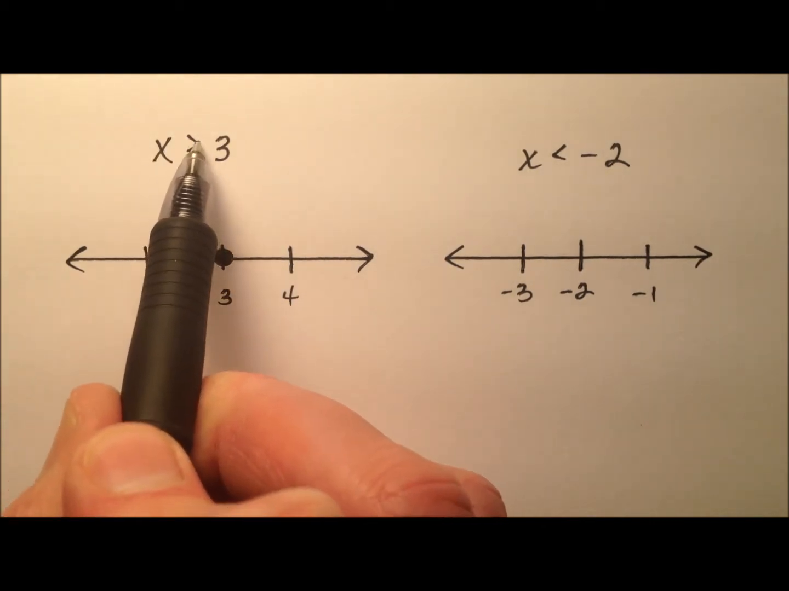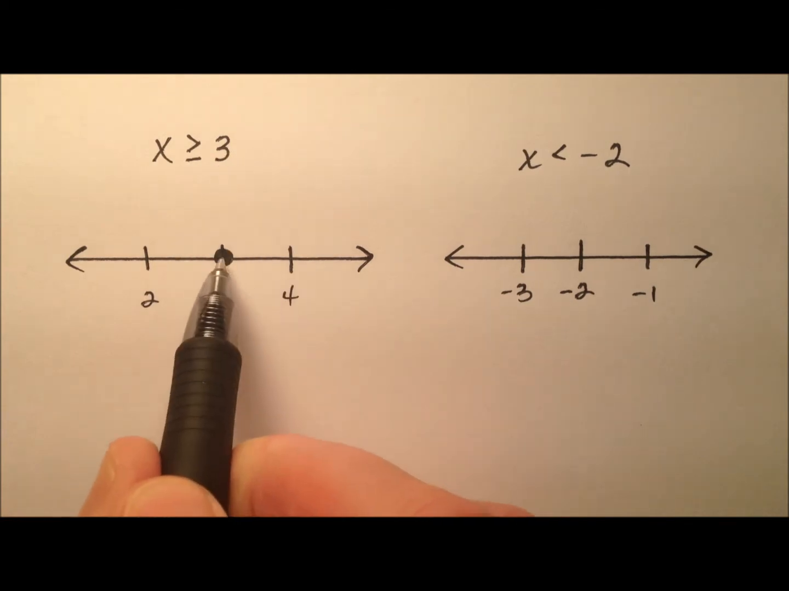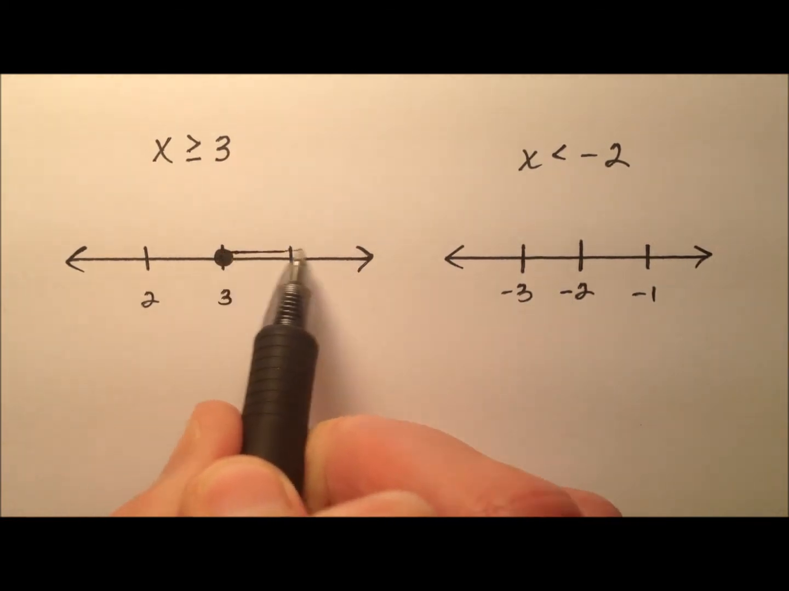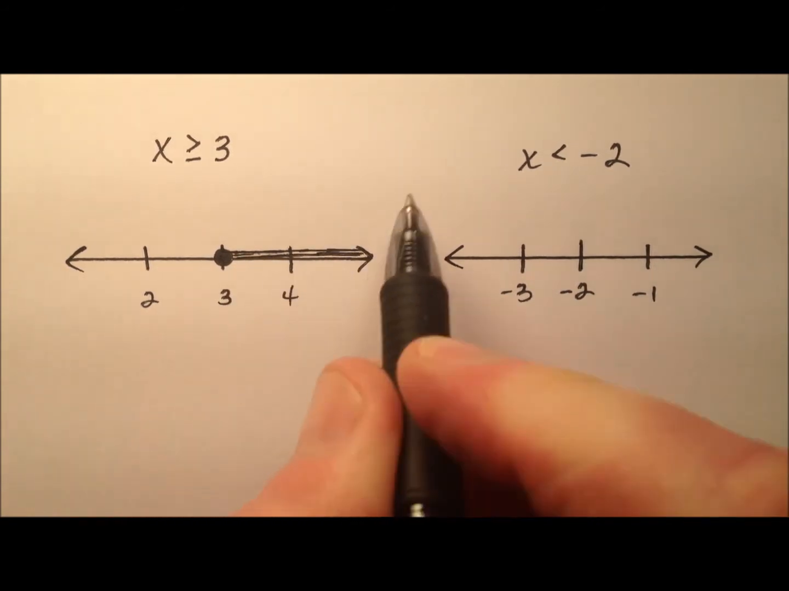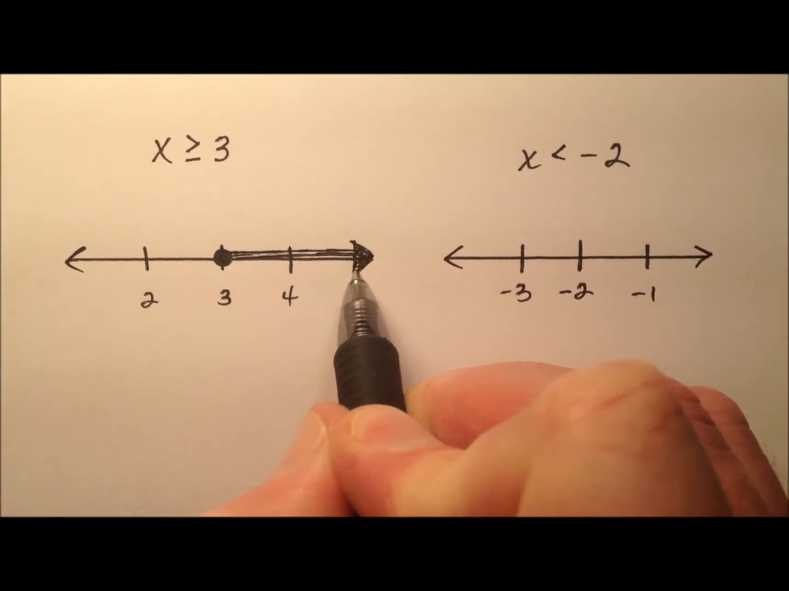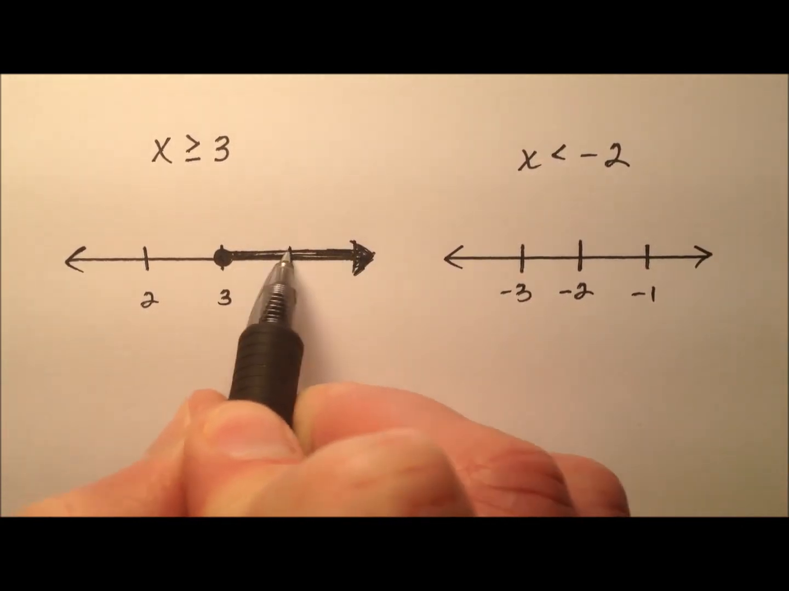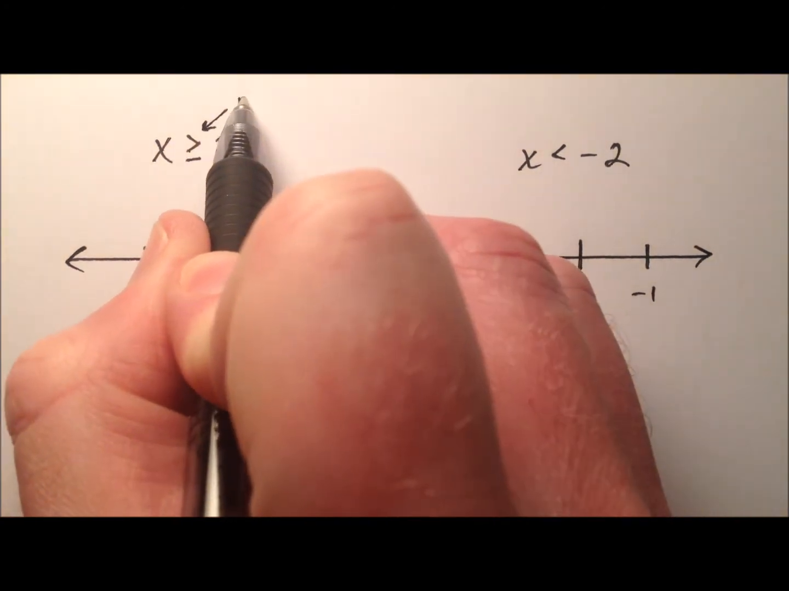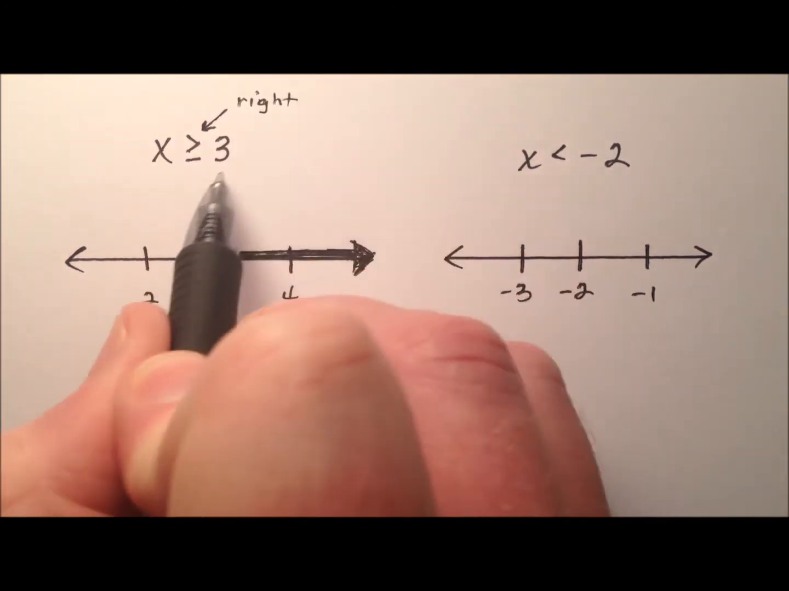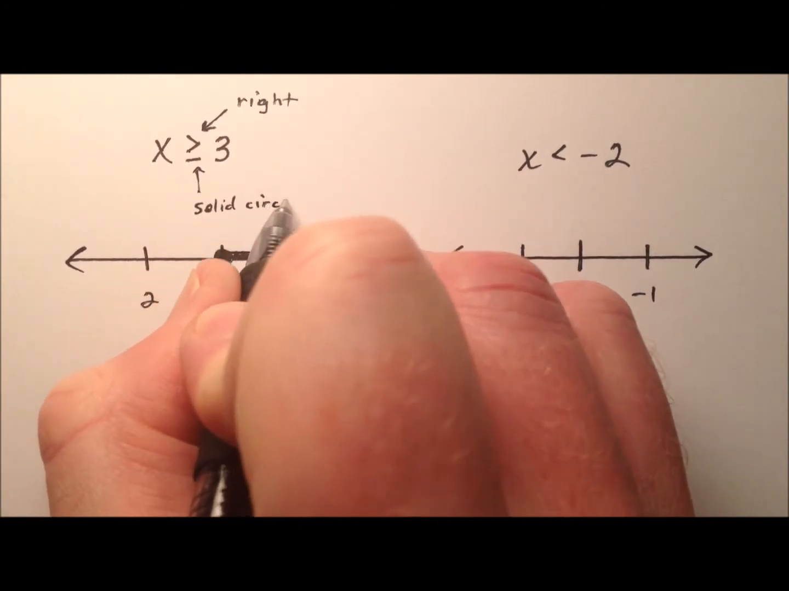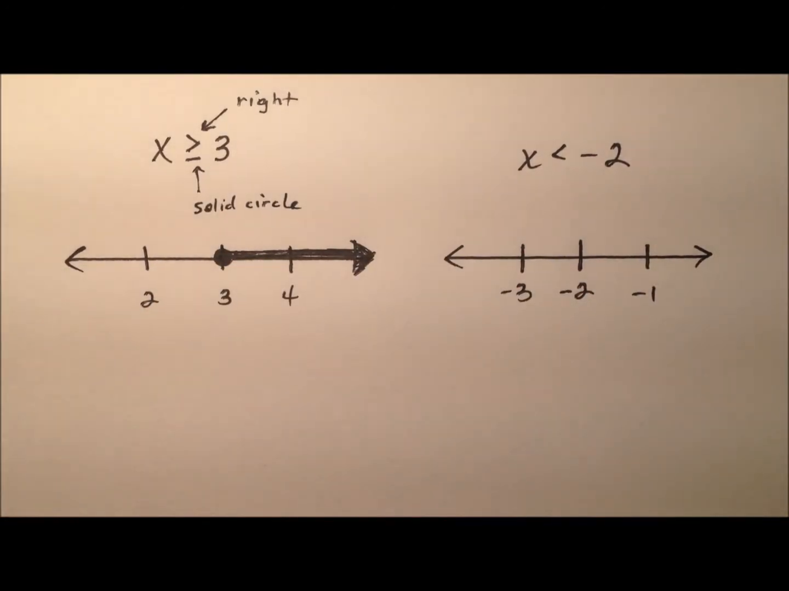So x is greater than or equal to 3, so I'm looking for numbers that are larger than 3. I'm going to shade to the right of 3 because those are the numbers on the number line that are larger. Okay, so this is what this looked like. Two things: one, we went to the right, and two, I used a solid circle. I'm going to come back to that.